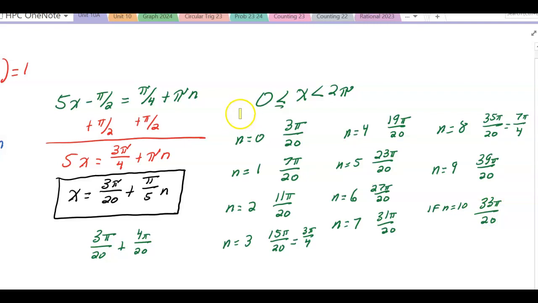So the answers between 0 and 2 pi are all of these angles that I am highlighting in yellow. And I forgot to reduce when n was equal to 6. Oops, but that does not reduce. I think those are all of the answers between 0 and 2 pi.